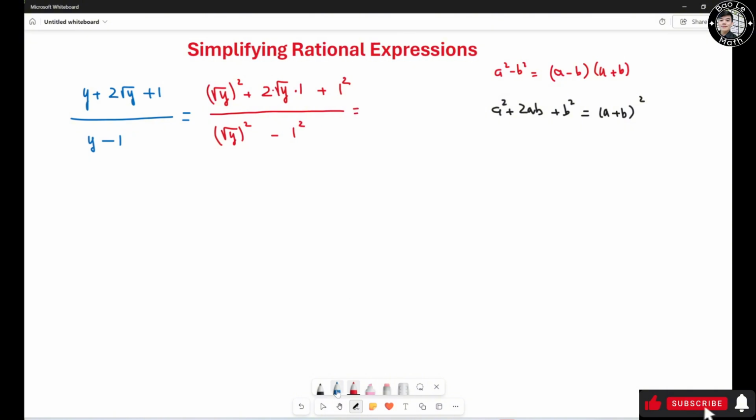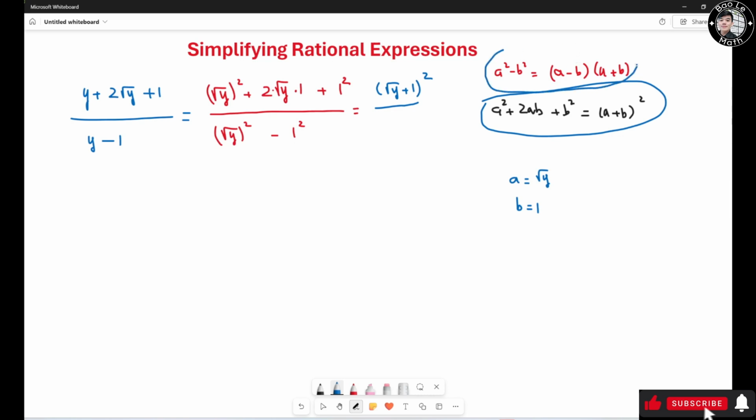Now the numerator, I can apply the perfect square formula right here. In this situation, a means root y, and b means 1. So I substitute, and I have root y plus 1 altogether squared. For the bottom, I can apply the difference of two squares formula. Here a means root y, b means 1, so I have root y minus 1 times root y plus 1.